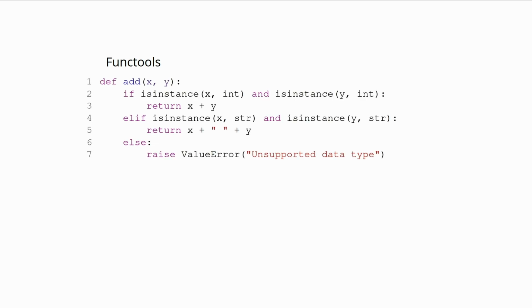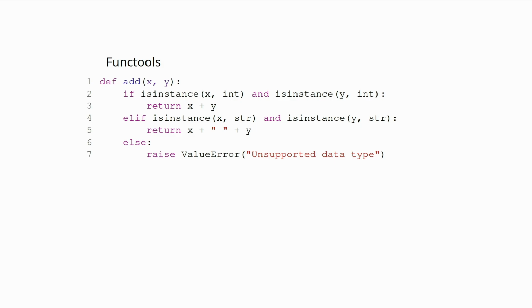Let's say we have a function which adds 2 integers together. And the function should handle both integers and strings as input. When given integers, the function should add them together. And when given strings, it should concatenate them with an empty space in between.